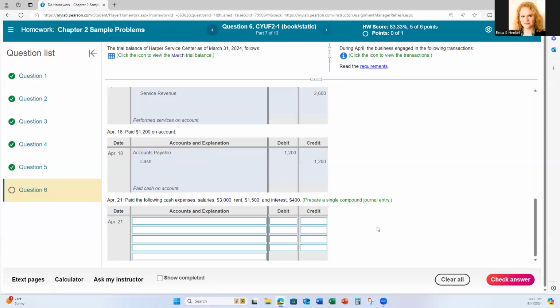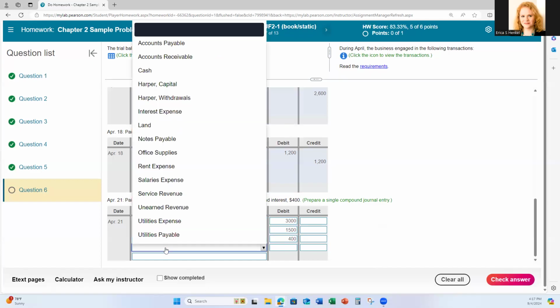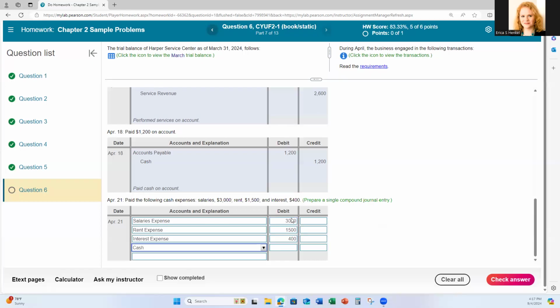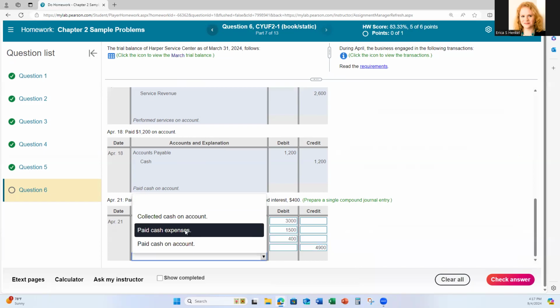All right, paid the following cash expenses. Salaries of $3,000, rent of $1,500, and interest of $400. So expenses are like assets. They increase by debiting. So we're going to put those first: salaries expense, rent expense, and interest expense here. And then we're paying this, so we're decreasing our cash for the total: 3,000, 4,500, 4,900 total. And we are paying cash expenses.